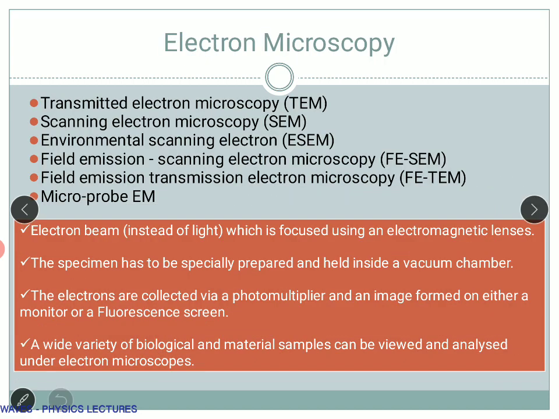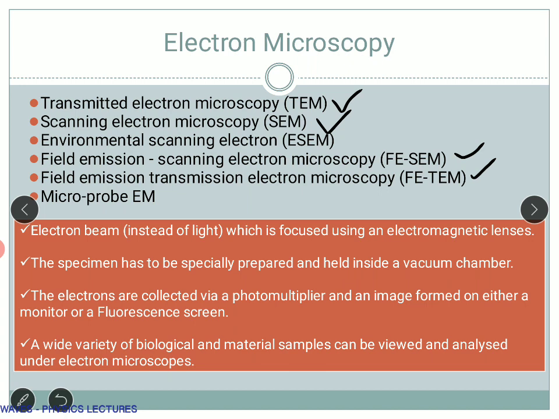So now our aim is to study electron microscopy, and we are going to study some of them, not all of them. For example, we are going to study transmission electron microscopy a bit in detail and scanning electron microscopy a bit in detail, because this is more or less important. Field emission scanning electron microscopy is a specialized form of SEM, and field emission transmission electron microscopy is a special form of TEM.